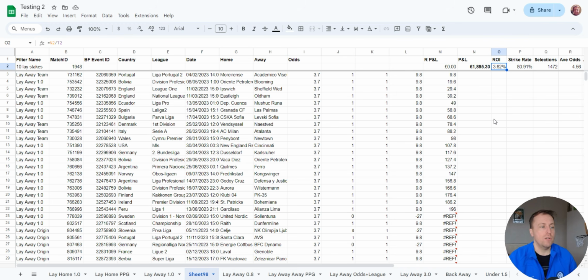The next thing I would do here is remove the leagues that aren't working. Okay, I'm not going to go through that now. That takes a little bit longer. But that's the next step. That's how to analyze a strategy properly.